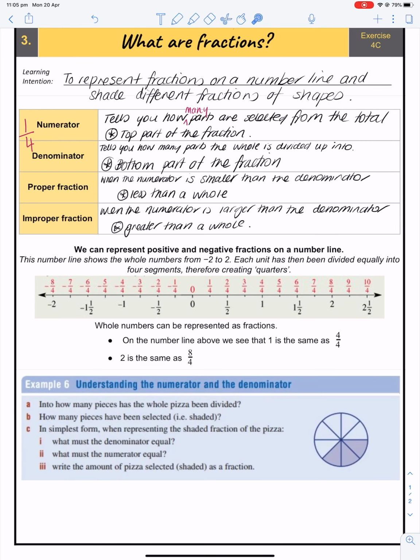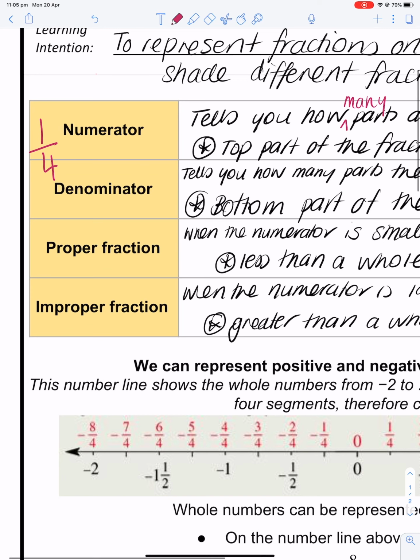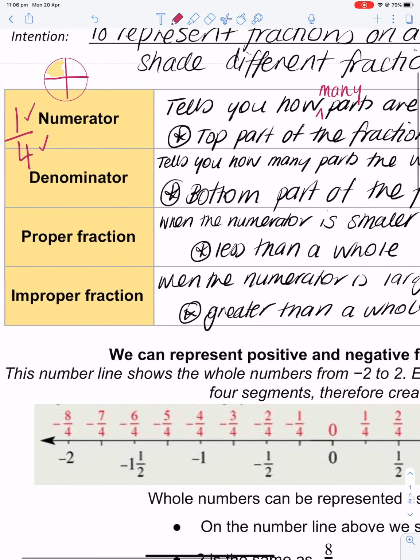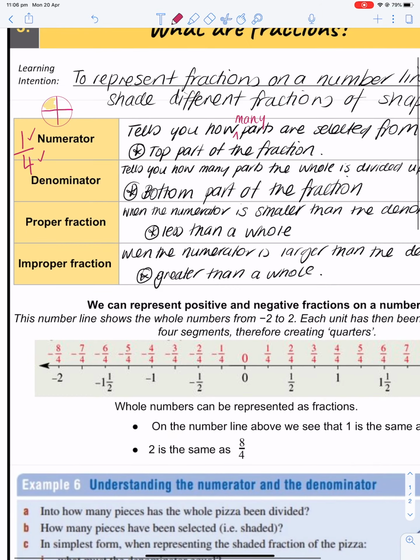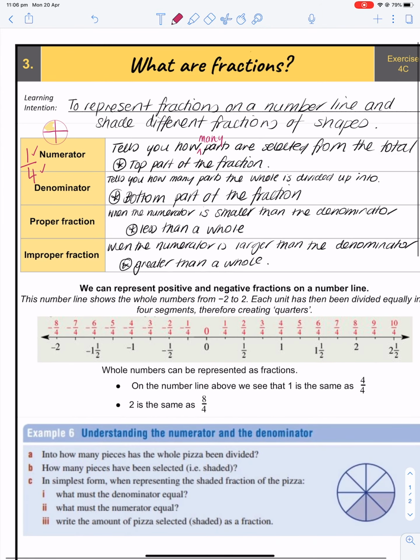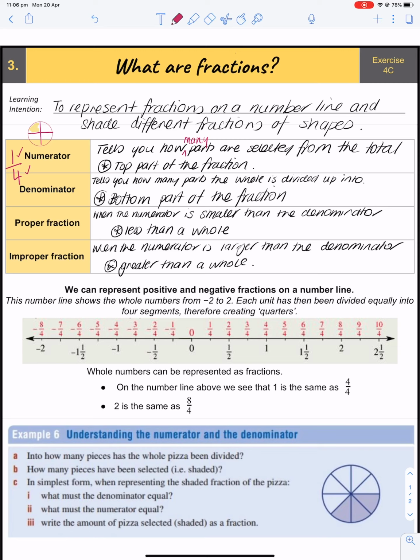So, as I said, if I have a pizza, a nice round pizza like that, and I decide I'm going to cut it into 4 pieces. Okay, that's the 4. And I've eaten 1 piece. That's my 1. Okay, so 1 out of a total of 4. Okay, so numerator is that top one, denominator is the bottom. So denominator is the total number of pieces, and numerator is the number of pieces that have been selected.